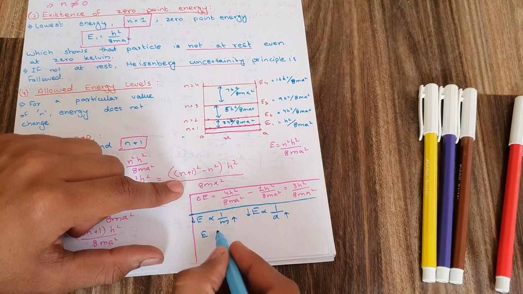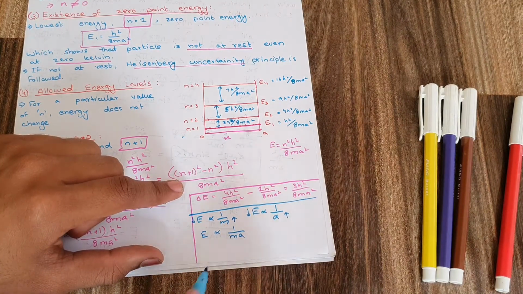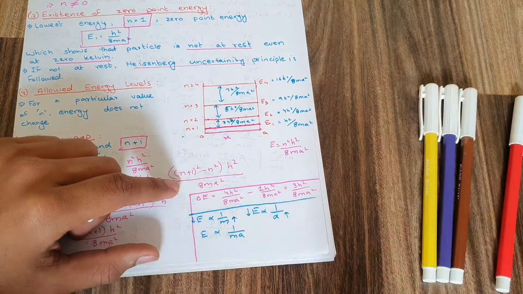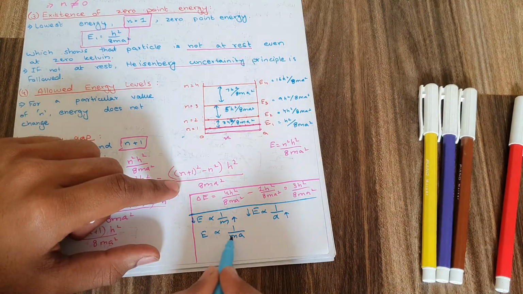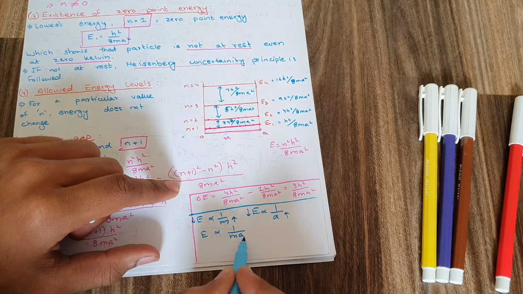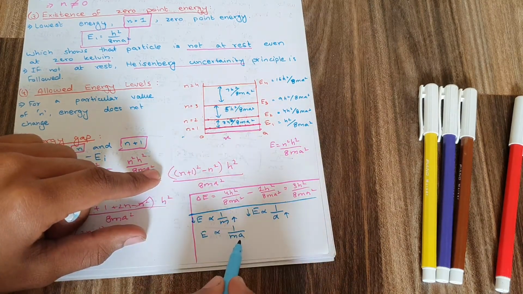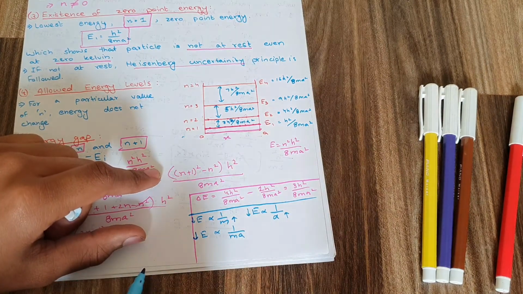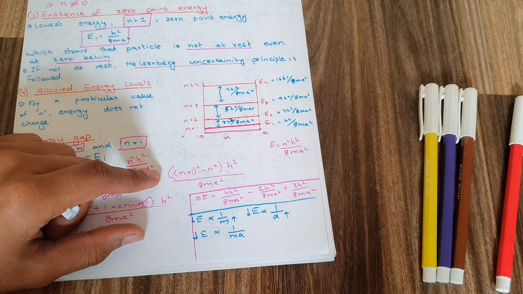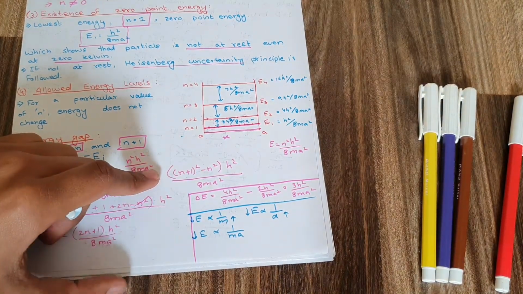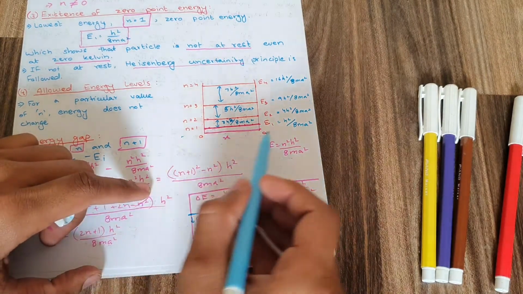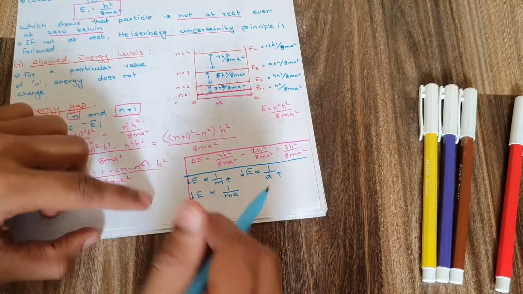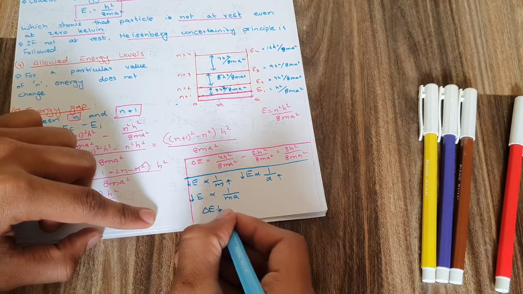Okay, if I combine this equation, then it becomes 1 over ma. As you can see here, if the mass of the particle is very large, and the length of the box a is also very large, then the energy becomes very small. And what does a smaller energy mean? It means I have energies of smaller value, and then delta E will also decrease.